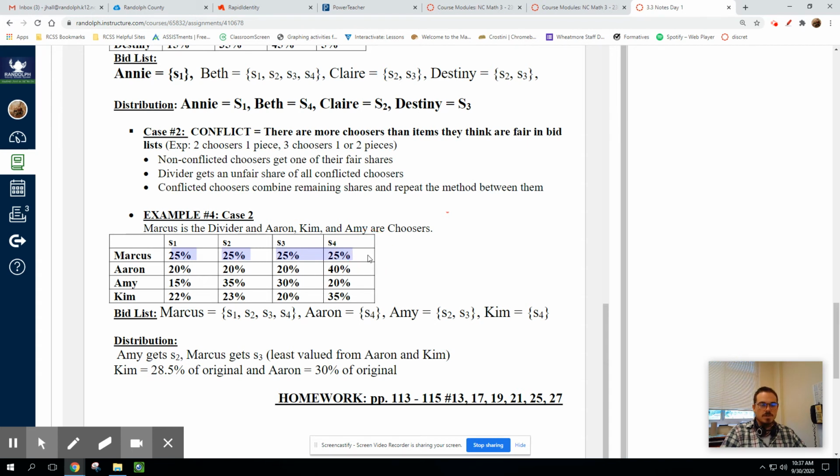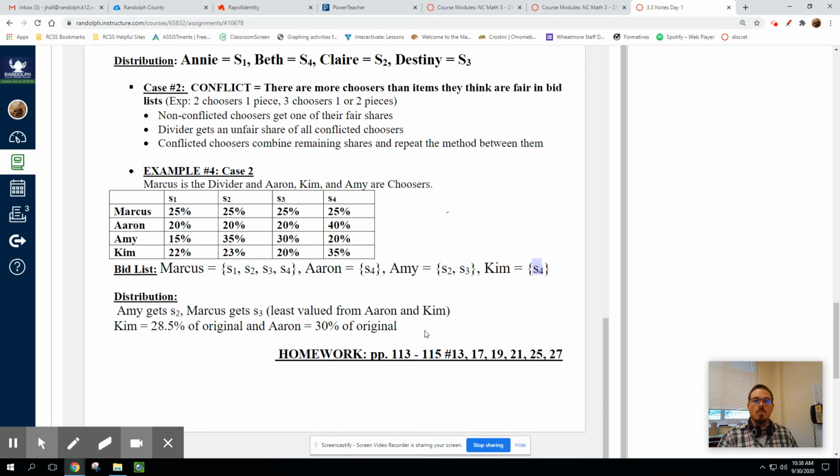Everything's fair to Marcus. Notice that the only thing that's fair to Aaron is S4. The only thing that's fair to Kim is S4. And Amy's okay with S2 and S3. So the bid lists go that Marcus is good with everything. Aaron only likes S4. Amy's good with S2 and S3. And Kim is only good with S4.